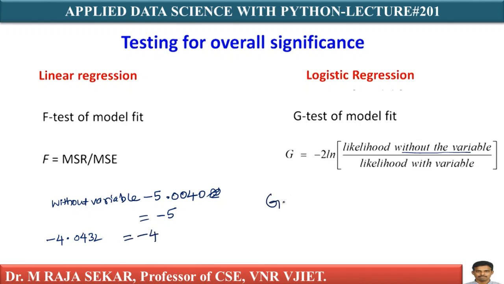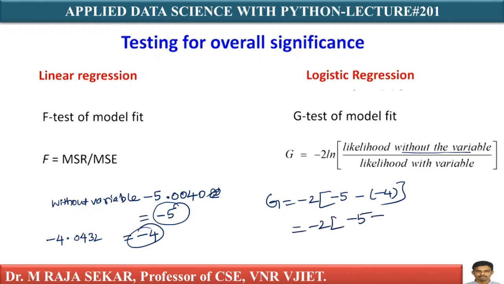What is the formula? Capital G equals minus 2 into ln of m by n. Here it is the log likelihood value without the variable, the null model, approximately minus 5, minus the log likelihood with variable, which is minus 4. What will I get? Minus 2 into minus 5 plus 4; 4 minus 5 is minus 1, minus 1 into minus 2, plus 2 you will get. This G also follows chi-square distribution.